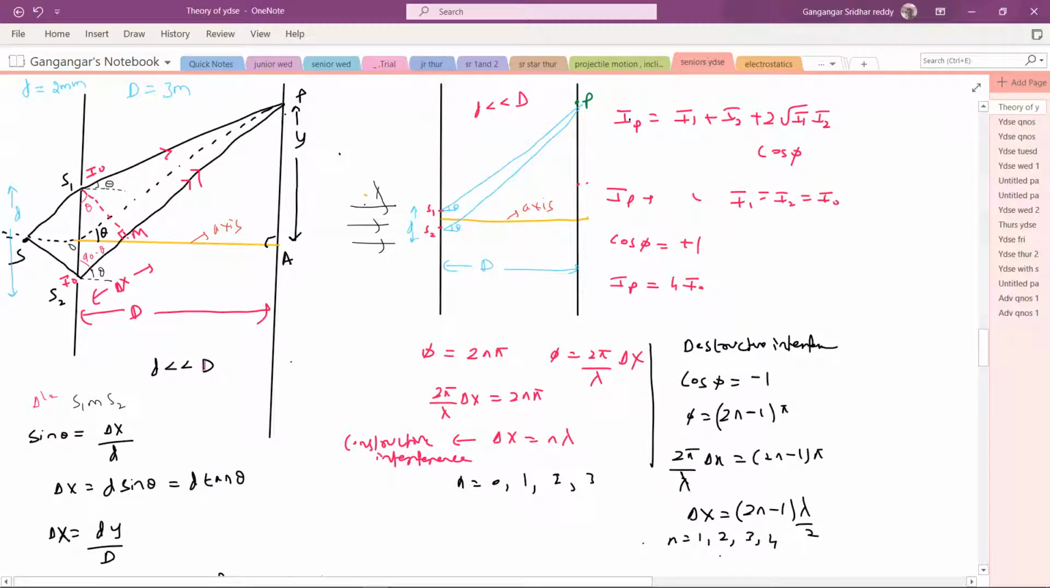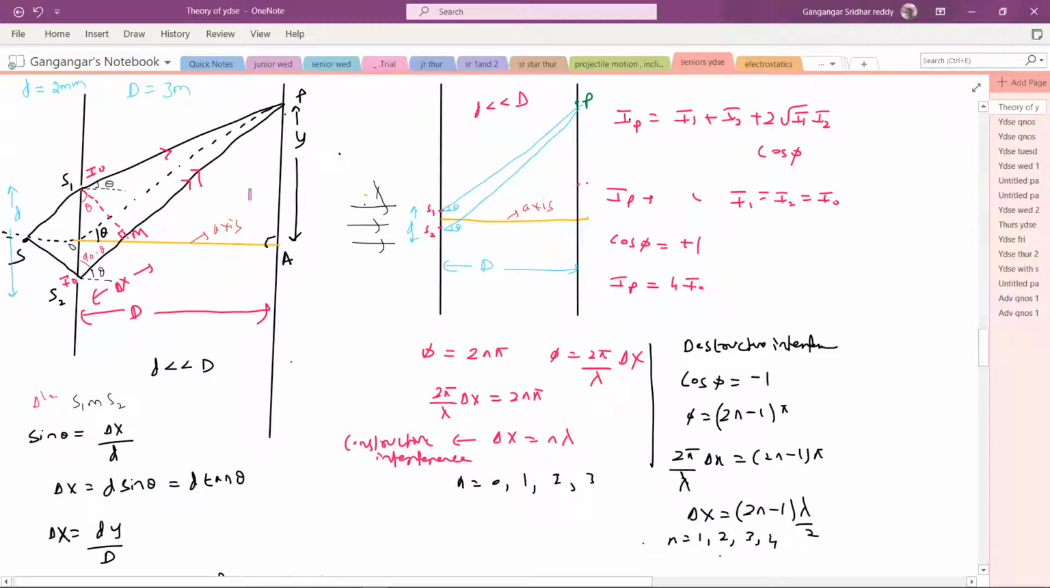Further, tan theta from the bigger triangle. Look at this triangle. From this triangle, what is tan theta? You can write tan theta as y by capital D. So write tan theta as y by capital D.